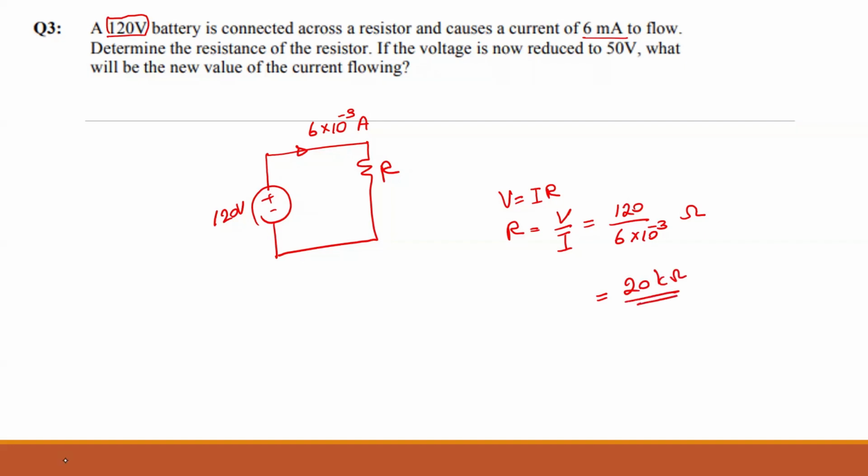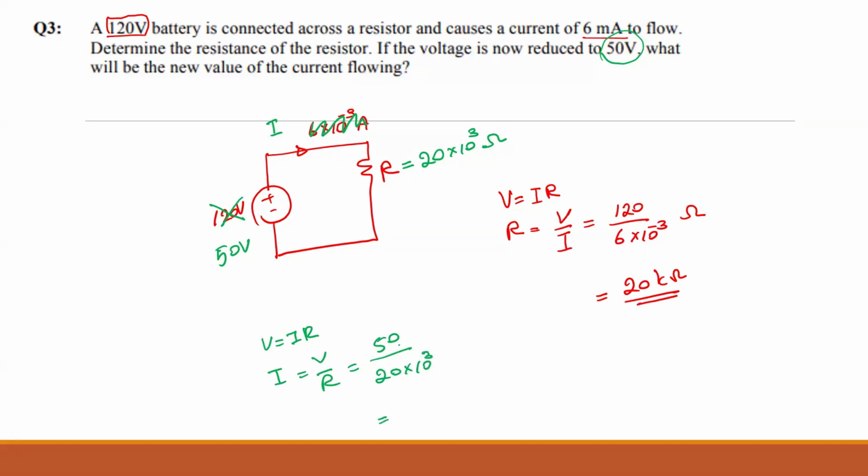Then they are saying, if the voltage is now reduced to 50, now we don't have 120, we have only 50 volts, and we have the same resistance, which is 20 times 10 to the 3 ohms. Now they are asking us to find the new current. So V is equal to IR. We know that I is equal to V over R. V is 50, R is 20 times 10 to the 3. So this will be 2.5 milliamps, or else you can say 2.5 times 10 to the negative 3 amps.